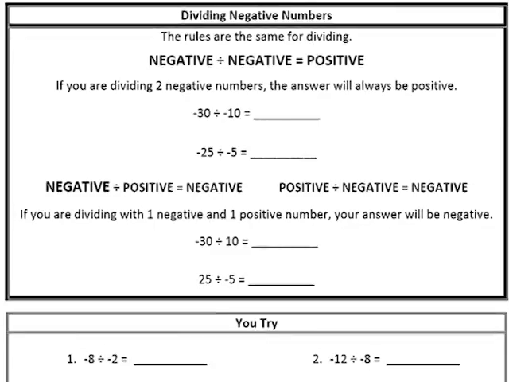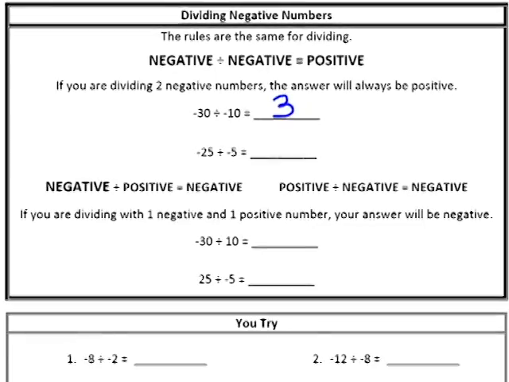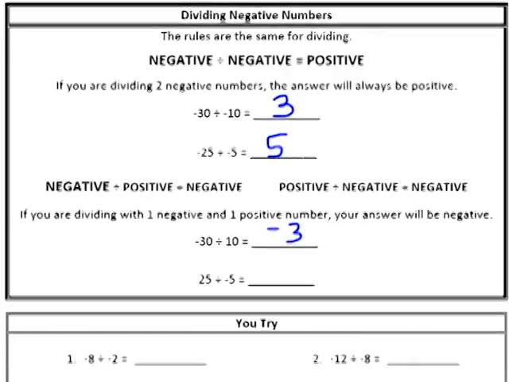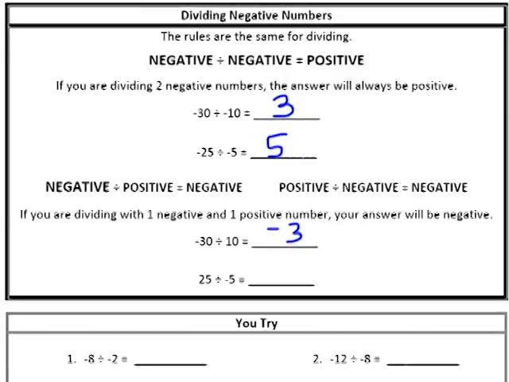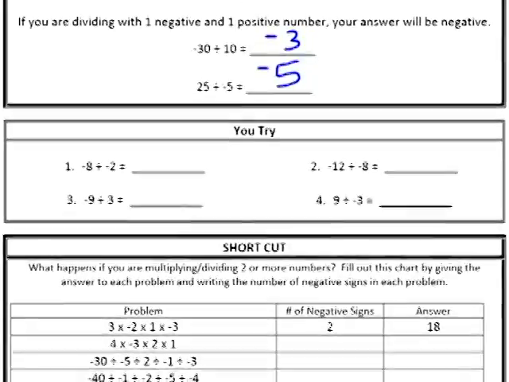Dividing negative numbers. The rules are the same for dividing. If I have two negatives, I get a positive. Negative 30 divided by negative 10 is positive 3. Negative 25 divided by negative 5 is positive 5. Likewise, if I have opposite signs, one negative, one positive, negative 30 divided by positive 10 is negative 3. So if they're opposite signs, my answer is negative. Same signs, the answer is positive. 25 divided by negative 5, the answer is negative 5. Go ahead and give that a try on your own, and we'll come right back.